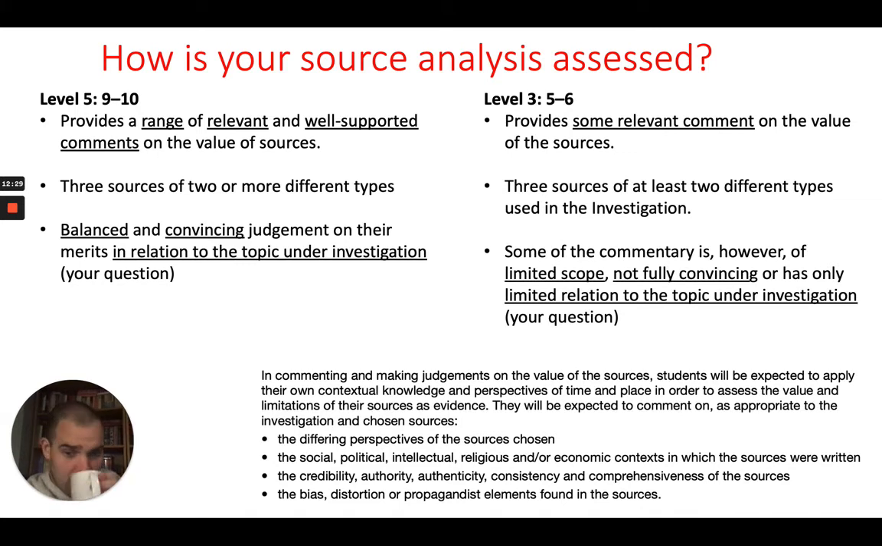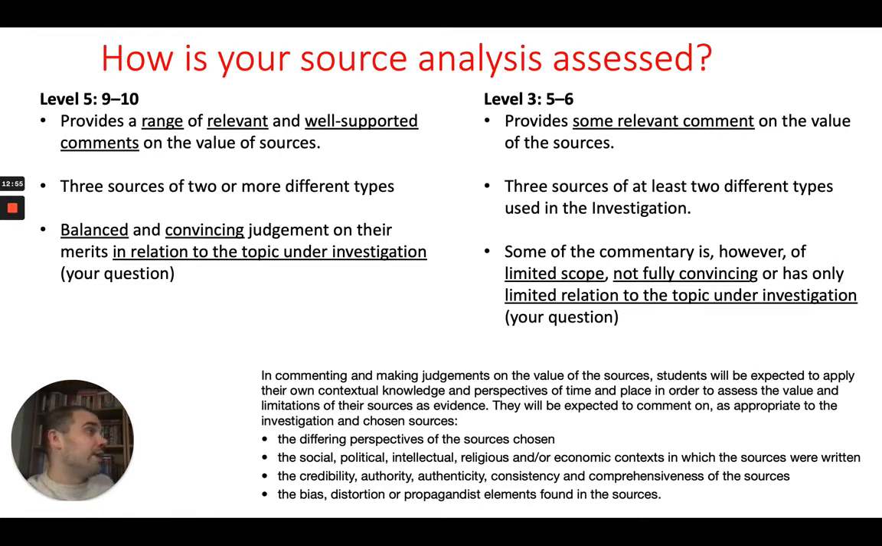And then finally, the bias, distortion or propagandistic elements found in the sources. That's pretty straightforward. You're meant to be able to read sources critically to detect signs of bias or use of propaganda. But very importantly, I always say this, don't say that because a source is biased it's not useful. Sometimes the most useful sources in history are in fact very, very biased ones.